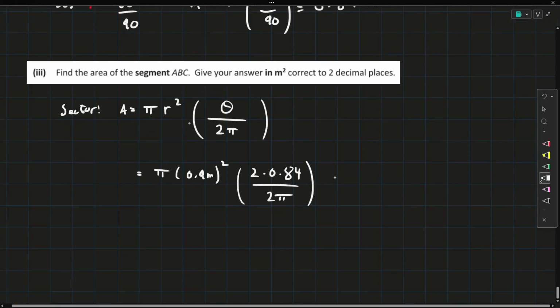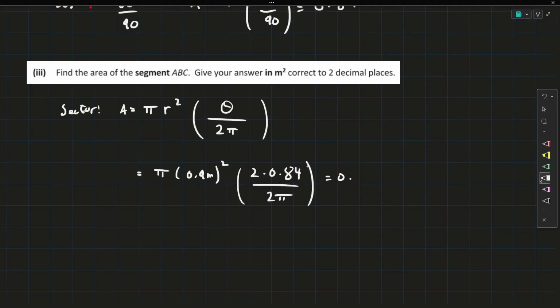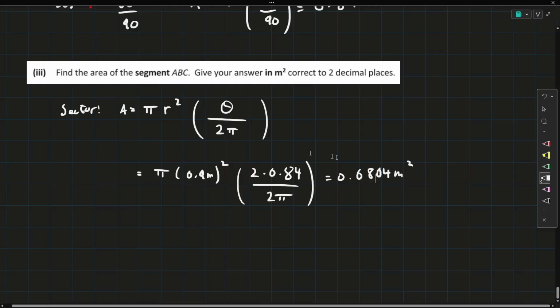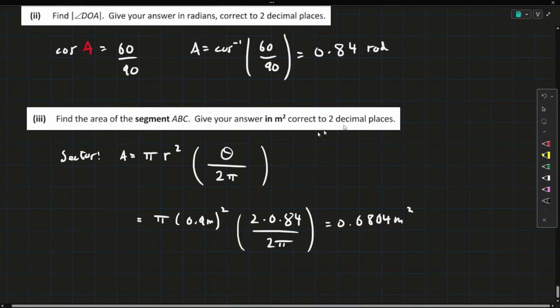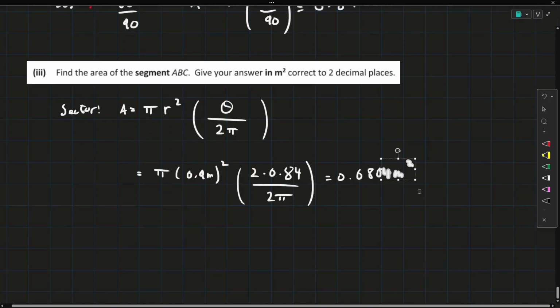And we can just check what that is. You can put it into your calculator, and what you should end up getting is roughly 0.6804 meters squared. I'm just going to leave 4 decimal places for now. We'll do 2 at the end. We just want to maintain accuracy for now.